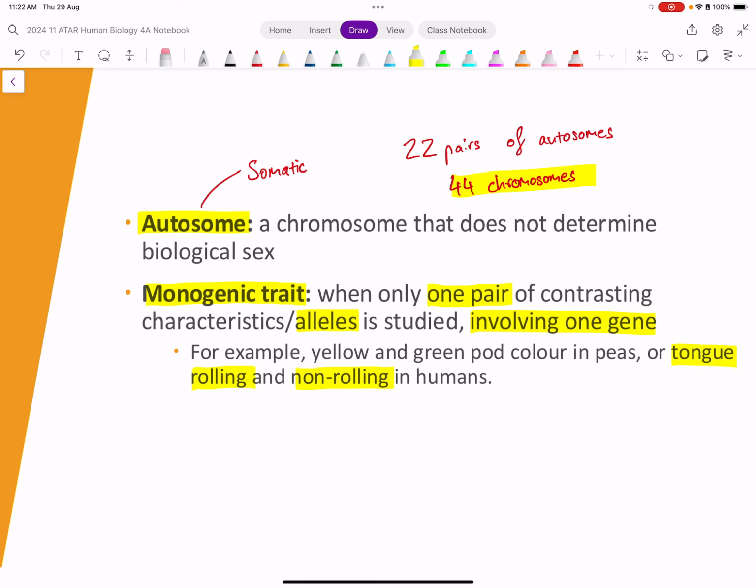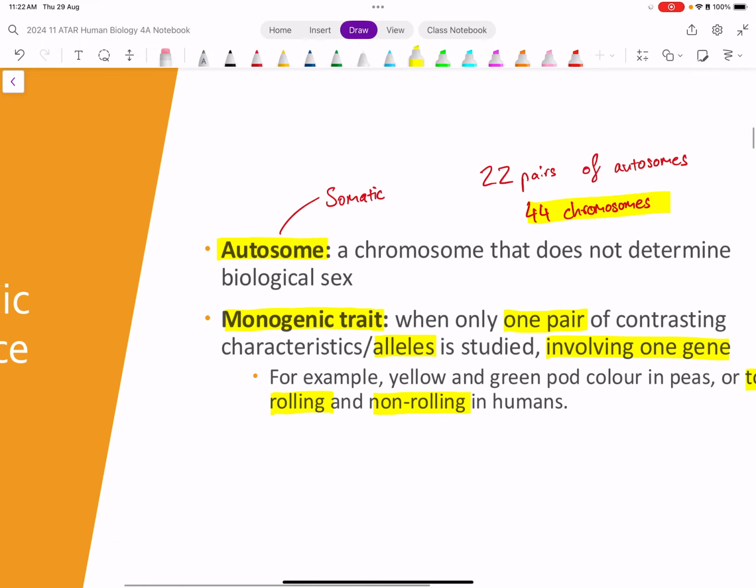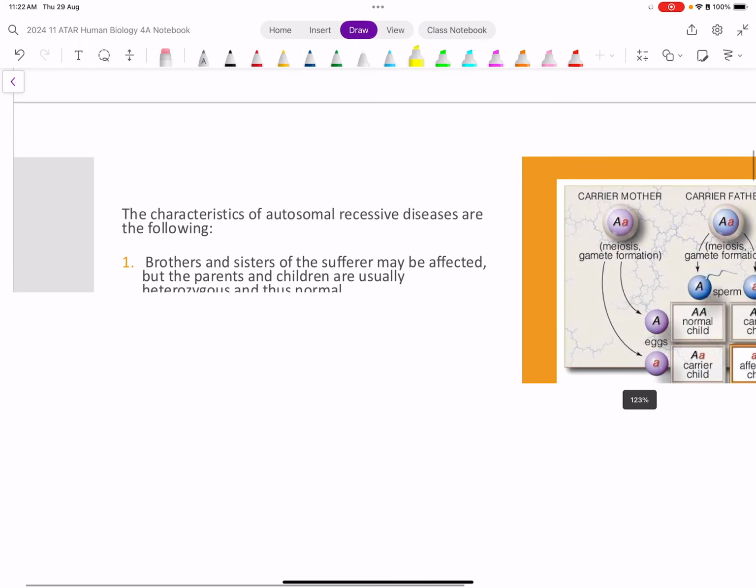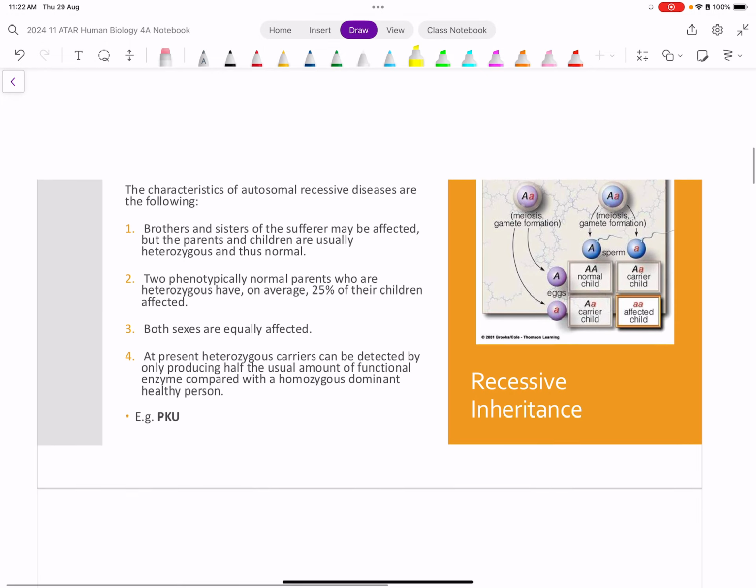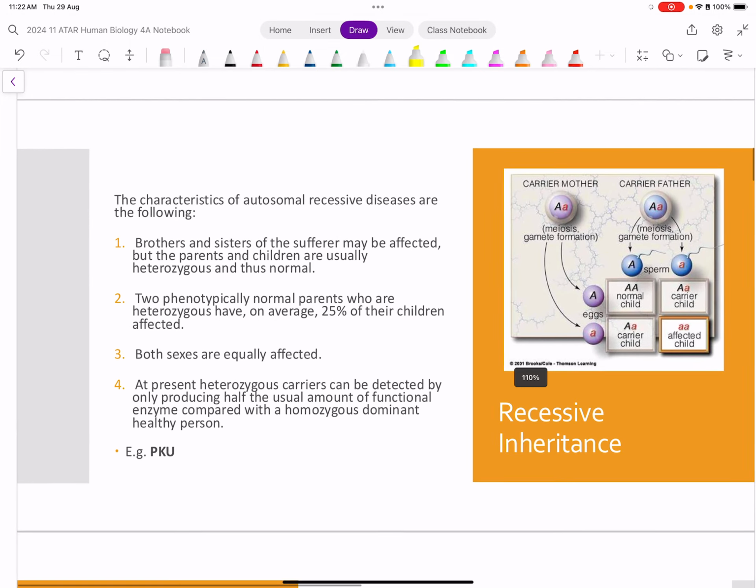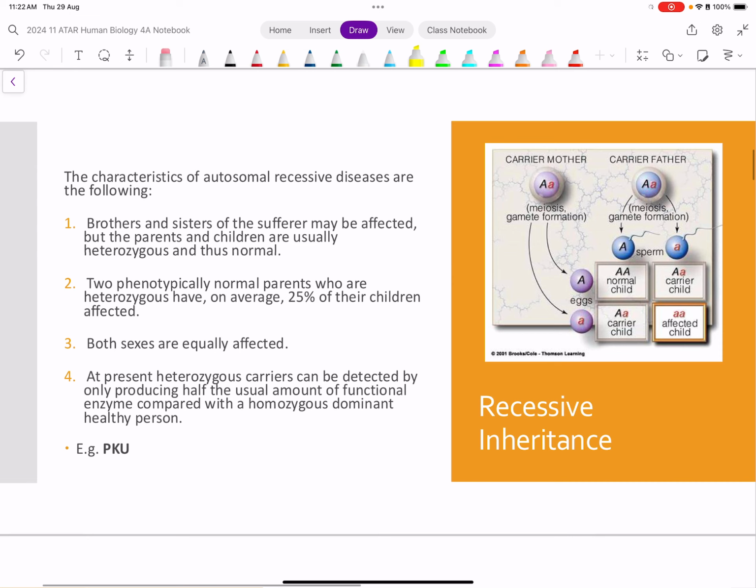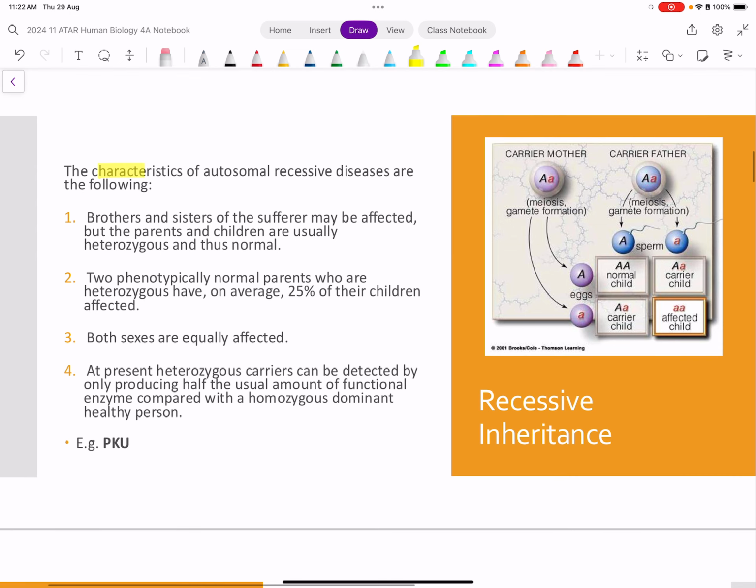So this is one pair of alleles, one for tongue rolling, one for non-tongue rolling, and they both involve one specific gene. So people can either be a tongue roller or a non-tongue roller in their phenotype. Our first type of autosomal inheritance is recessive autosomal inheritance. And when we talk about some of the characteristics of autosomal recessive diseases, we see the following 4 things.